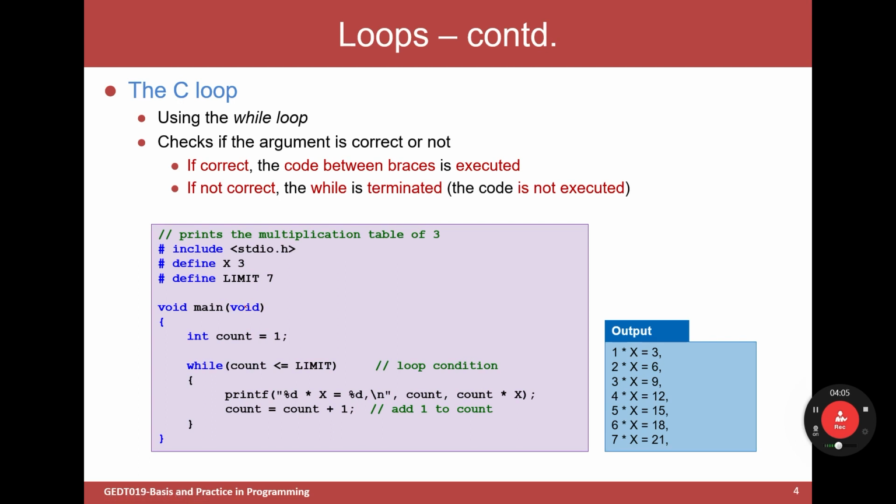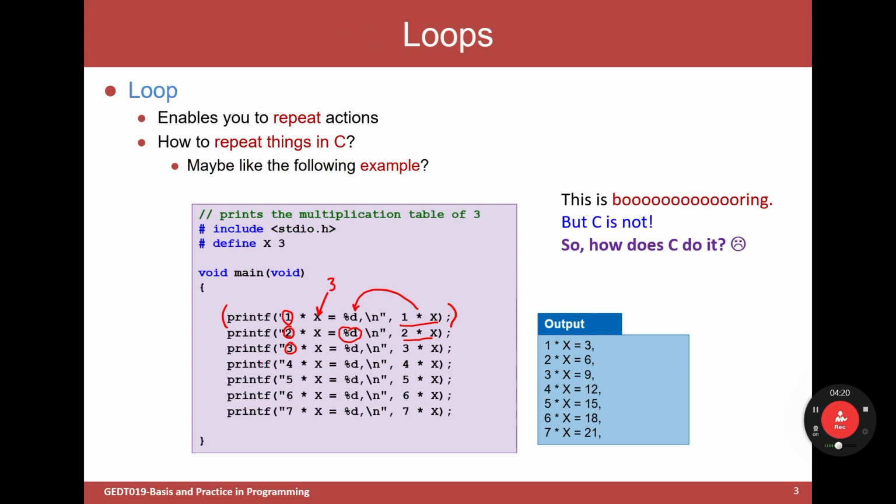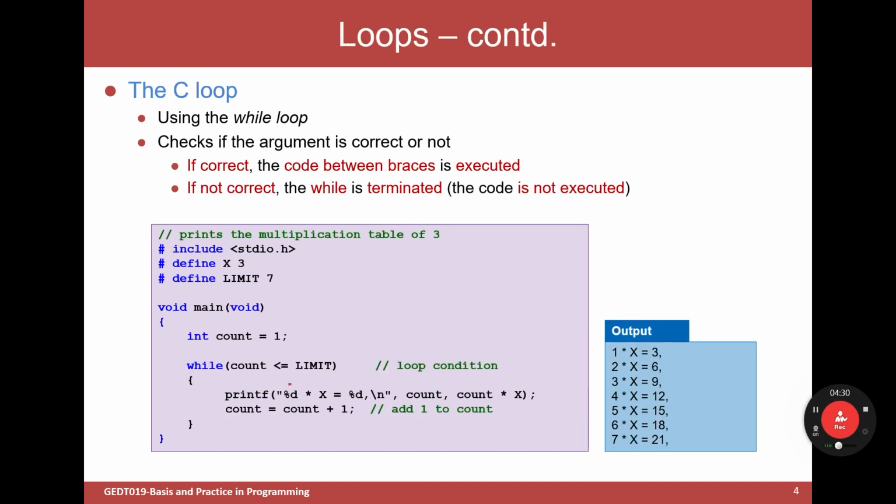How can we do this? We will use something we call a while loop. The while loop is a very simple concept. We will say print, and then the first number. Every time, the first number changes, as you saw in the previous slides: 1, 2, 3, then 4, then 5, then 6, then 7. So this number changes all the time. Here I will put a digit, and this digit comes from something we call count.